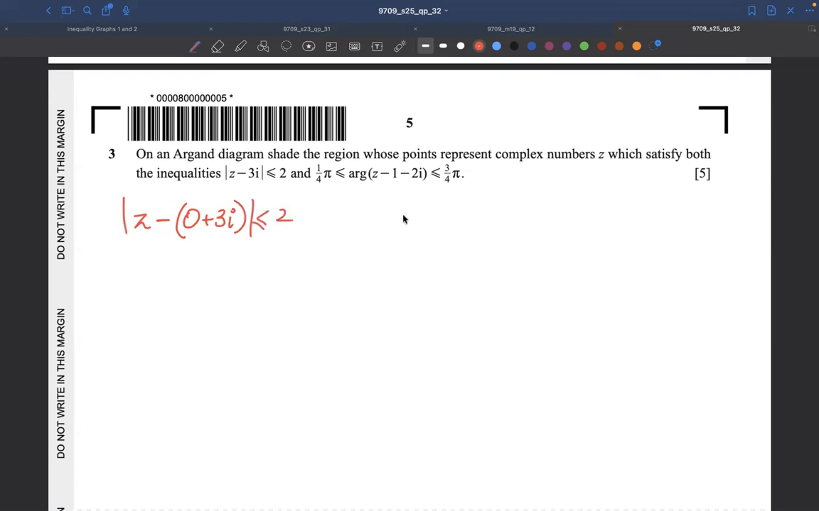And this will be written as 1 upon 4 pi less than or equal to argument of (z minus (1 plus 2i)) less than or equal to 3 upon 4 pi. Now, what this means is that the distance of z from this point is less than or equal to 2, and the argument of z from this point is between 1 upon 4 pi and 3 upon 4 pi.